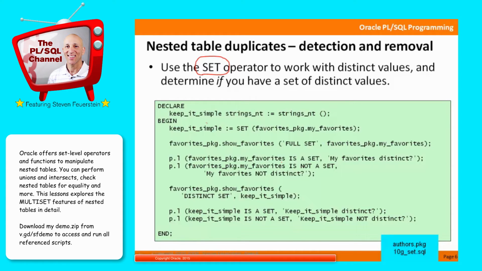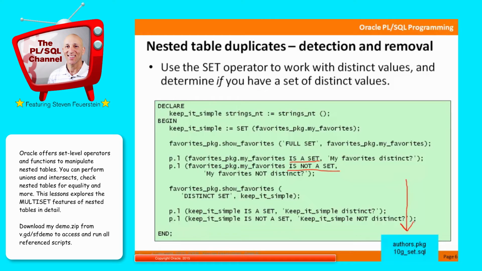So for example, I declare my nested table of strings. I get rid of the duplicates, so I apply the set operator to my nested table and it returns a new nested table without duplicates. I can ask, is it a set? Are there all distinct elements, or is it not a set, which means does it have duplicate values? I would have thought that Oracle would have done, is it a multiset, is it not a multiset, since it's the multiset feature, but that's it. Is it a set? Is it not a set?